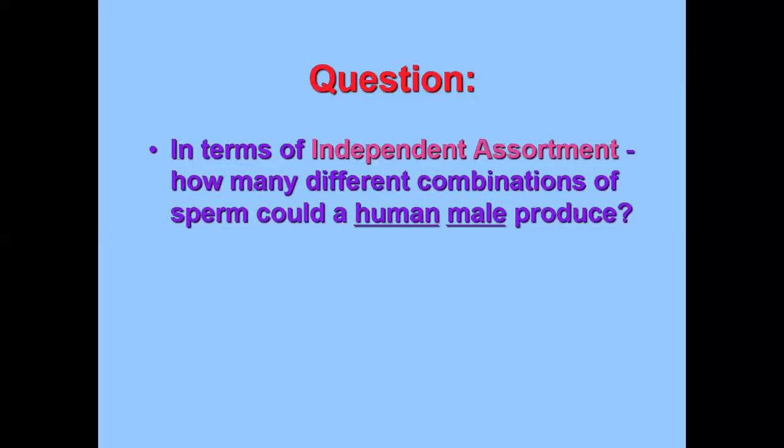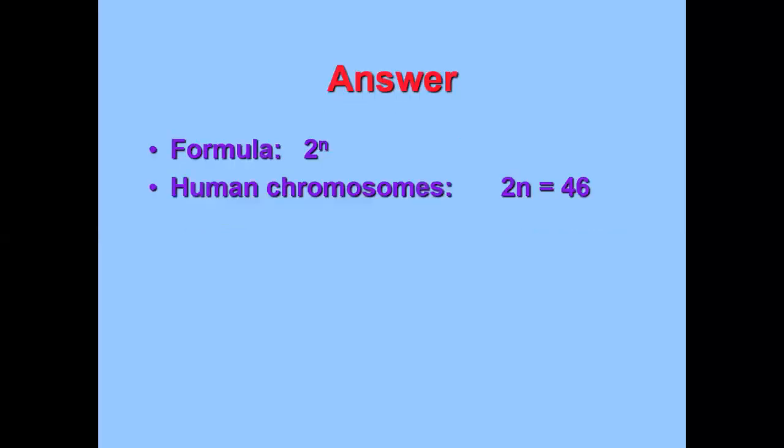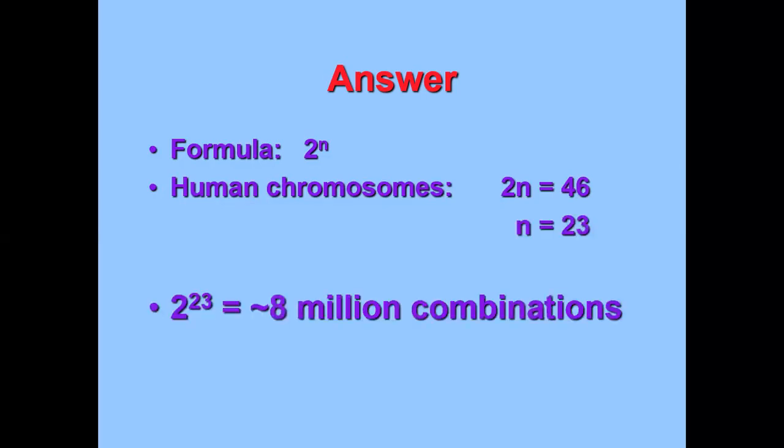Here is a question in terms of independent assortment: how many different combinations of sperm could a human male produce? So the answer will be according to the formula 2^n. 2n is equal to 23. It means n is 23. So 8 million combinations of different gametes a human can produce.